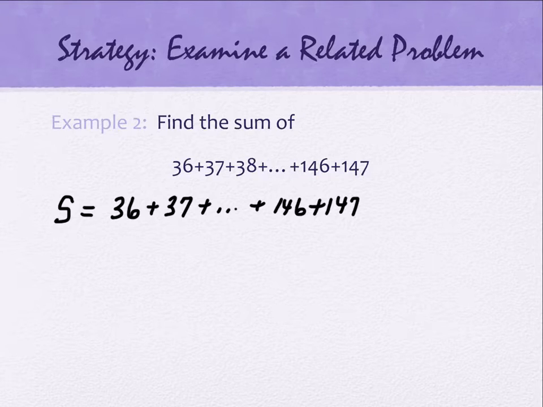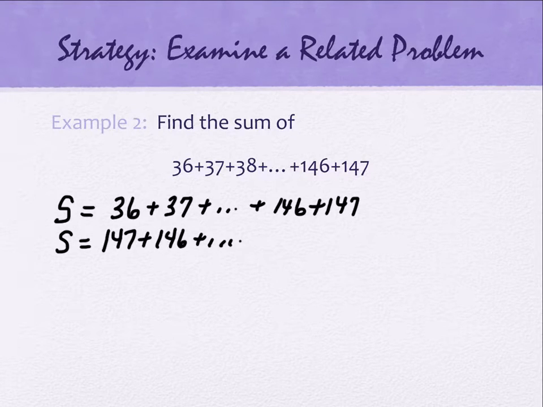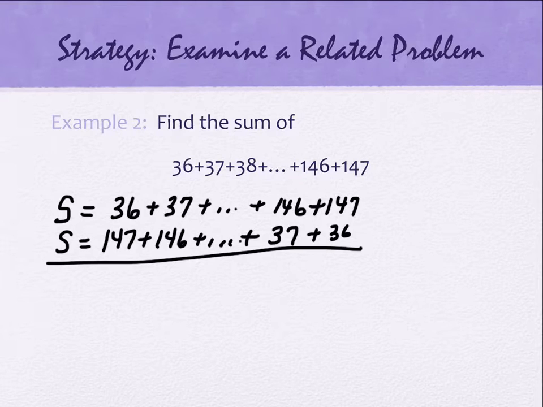And we're going to add it to itself. Because again, the first and the last, the second and the second to last, it's this pattern. It works the same way all the time. So S equals 147 plus 146 plus all the way down to 37 and 36. All right, so I've got 2S on the left. What do each of these pairs add up to? Yeah, they're 183.